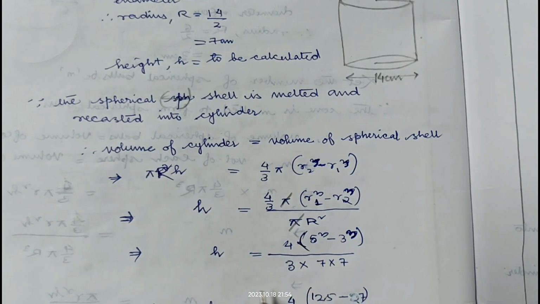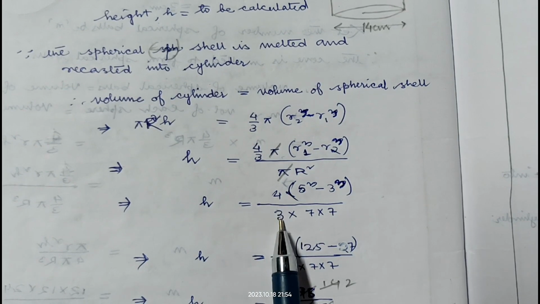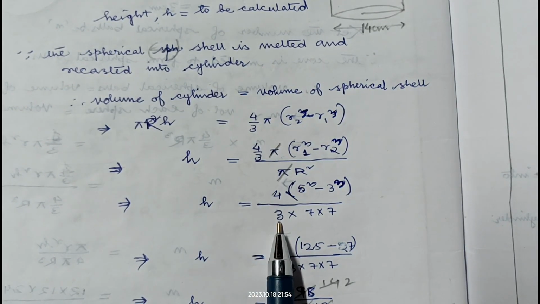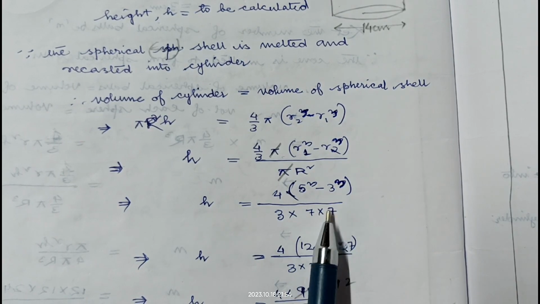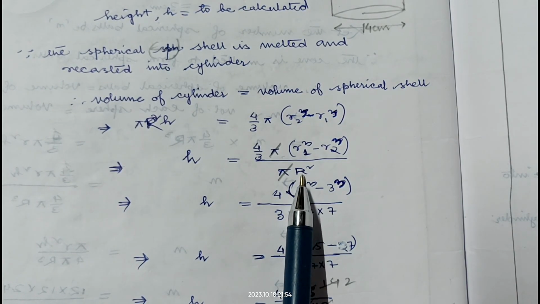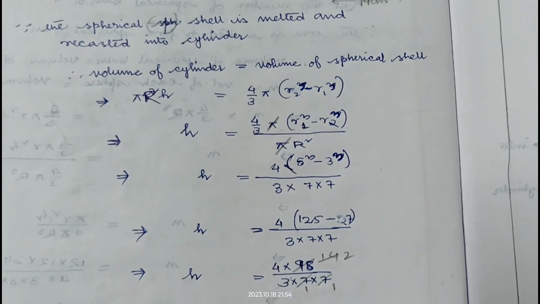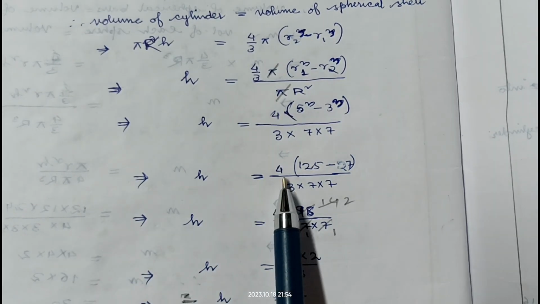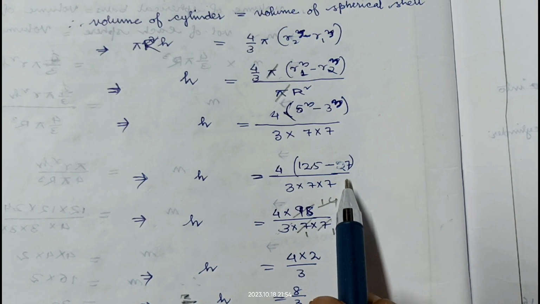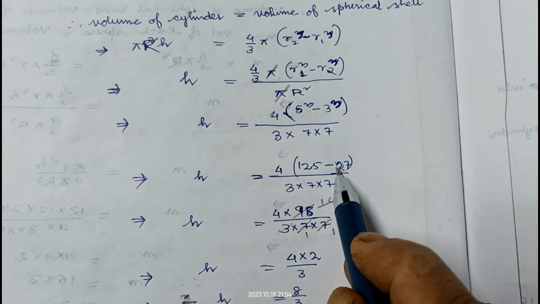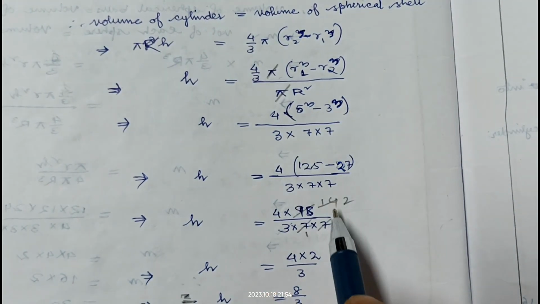Pi and pi can be cancelled. So h will be 4 by 3. These 3 we can write it here. (r1 cube minus r2 cube), that is 5 cube minus 3 cube, divided by capital R square. Capital R is 7, so 7 into 7. So h equals 4 into 5 cube, which is 125, minus 3 cube, which is 27, divided by 3 into 7 into 7.